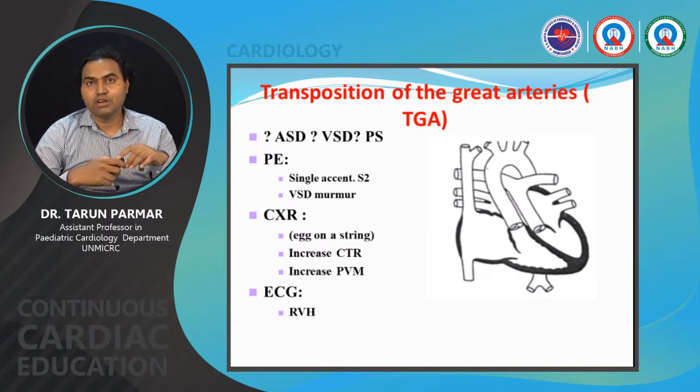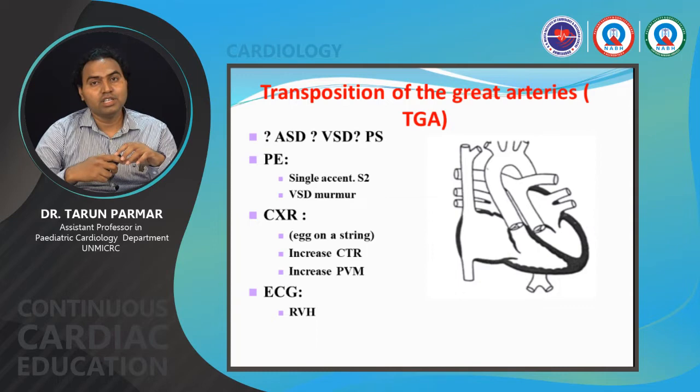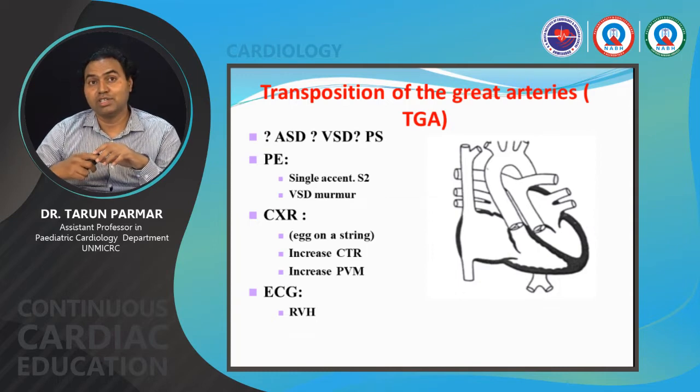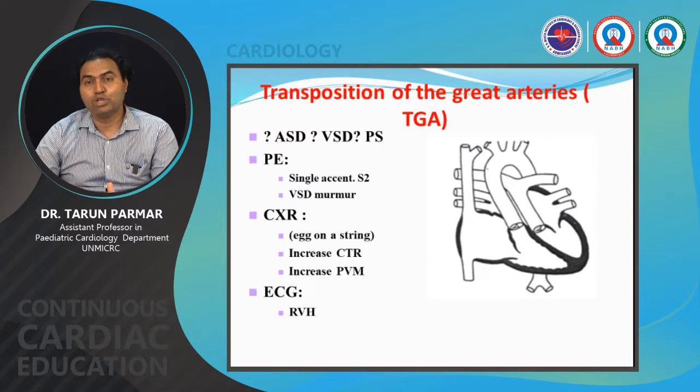Second, cyanotic CHD is TGA. In this patient, either associated ASD, VSD or PS. On examination, the patient has a single S2 and a VSD murmur may be present. Chest X-ray shows an egg-on-side appearance, and the cardiothoracic ratio is normal to increased, with increased or normal PBF. ECG shows right ventricular hypertrophy.